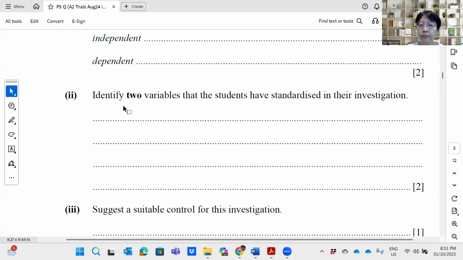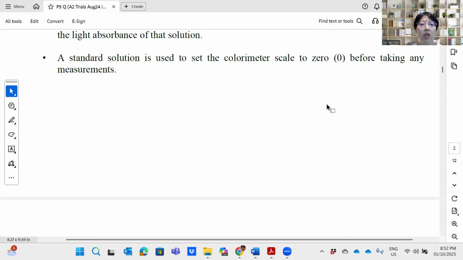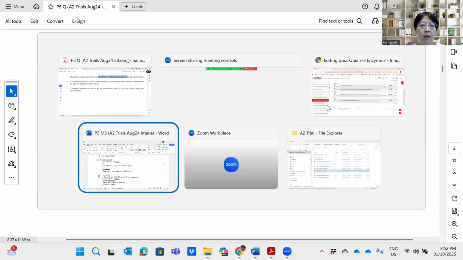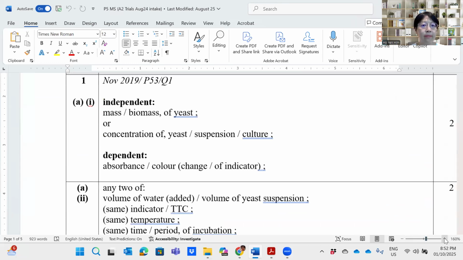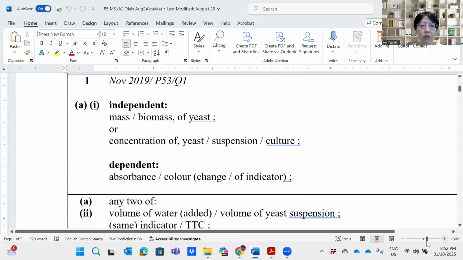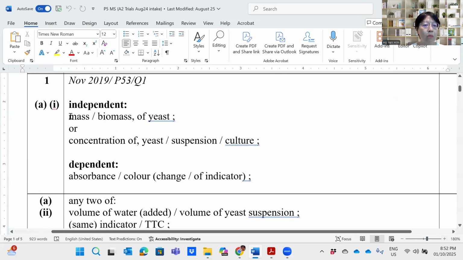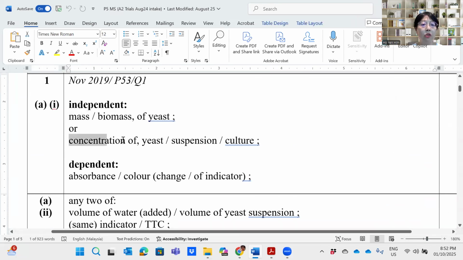So next. So number one, state the independent variable and the dependent variable in this investigation. So independent variable is something that we deliberately change. So we already know that independent variable is, let's look at the mark scheme directly. I make it bigger so it's easier to see, okay? It is the biomass or the mass of the yeast, or because they also said fixed volume, so you make it into concentration of yeast.